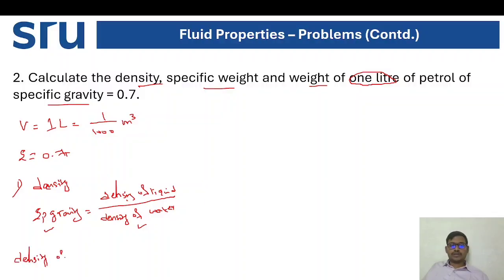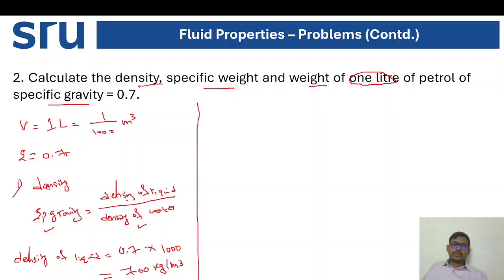The density of liquid equal to 0.7 into 1000. So that is equal to 700 kg per meter cube. So that's the thing.